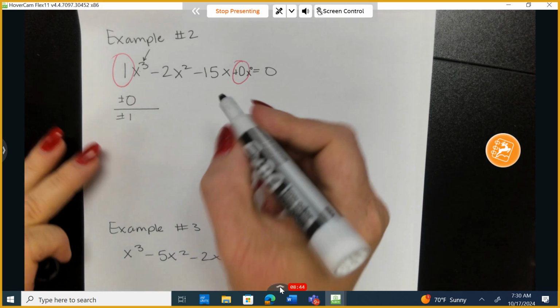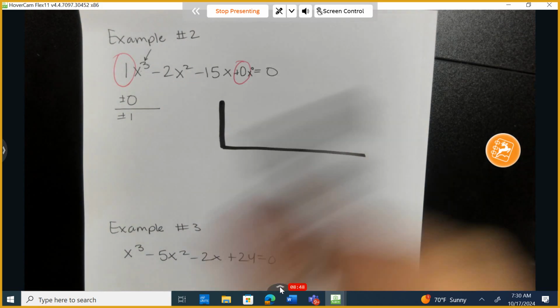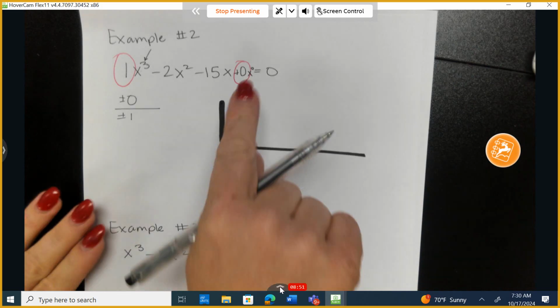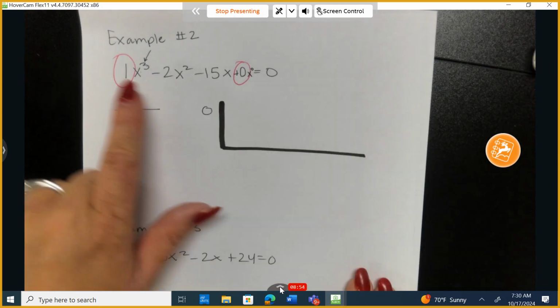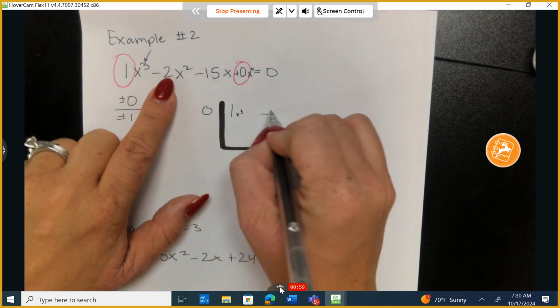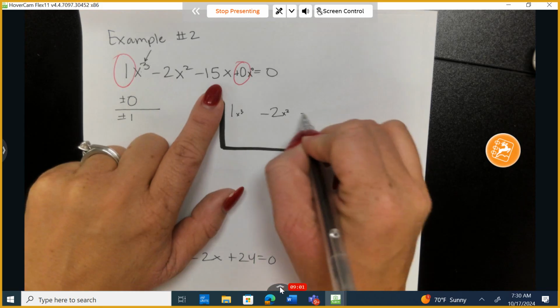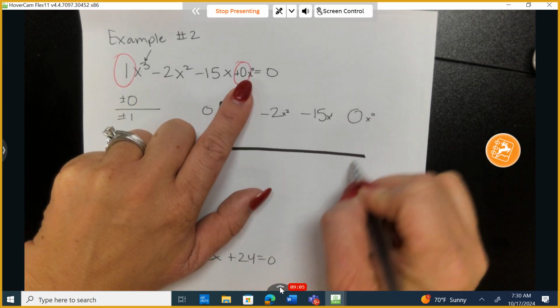We're going to make this upside down division box, and make it a little bit deeper than you'd make a division box. And we're going to test 0. Now in this place, I need to put these neatly in order: 1x to the third, -2x squared, -15x to the first, and 0x to the 0.